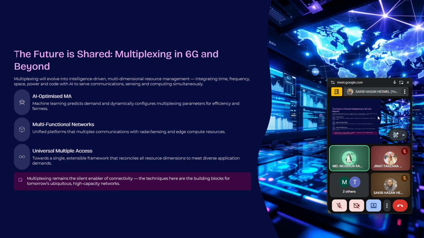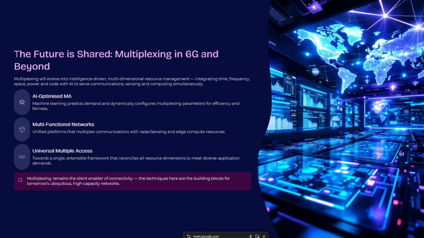Number three is universal multiple access. Finally, we are striving for a universal framework. Instead of a patchwork of different standards for different devices, we are moving towards a single extensible architecture. This framework reconciles every dimension of available resources to meet the widely diverse demands of the future, from the high bandwidth needs of holographic telepresence to the ultra-reliable low power needs of industrial IoT.